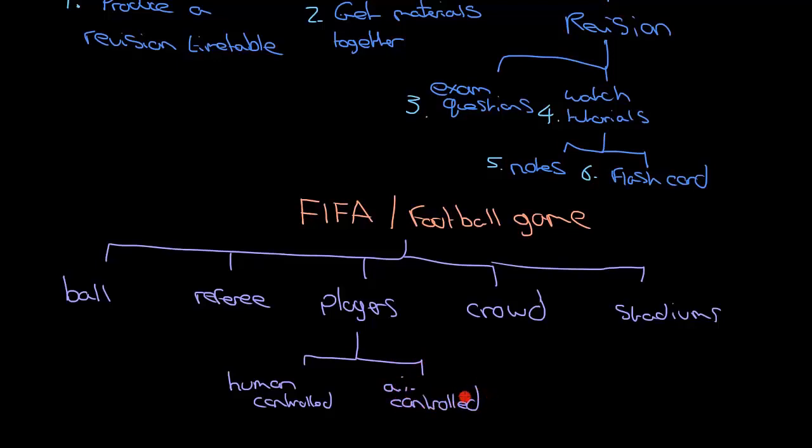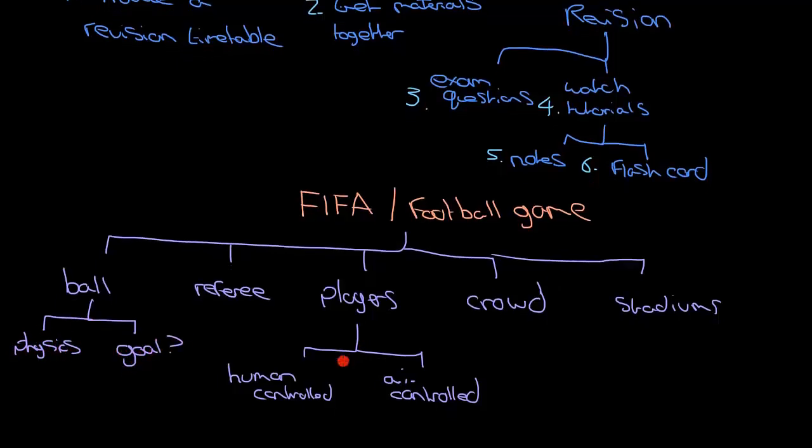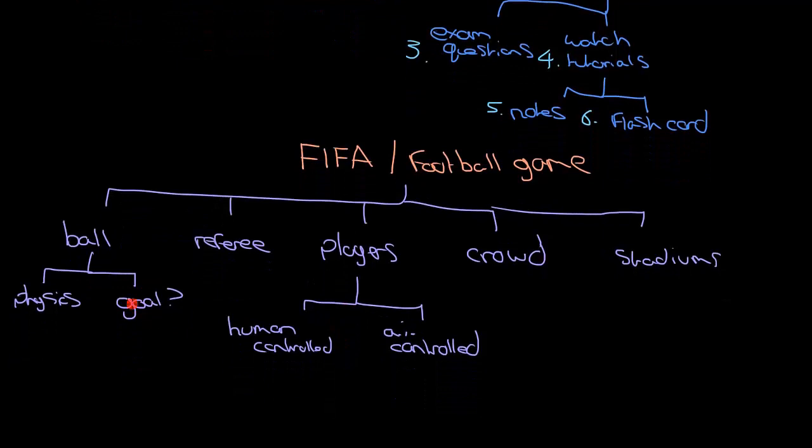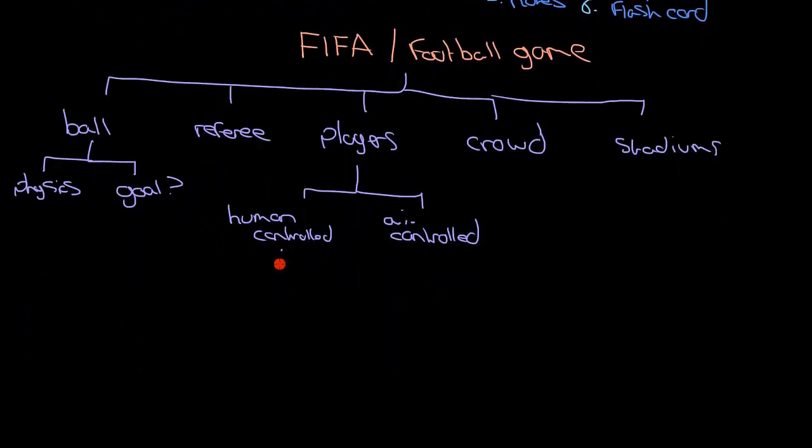So the ones which are controlled by the computer, how are we going to program that differently? Over here with the ball, I've got the idea that it needs to have some sort of ball physics, so it needs to be able to be kicked around, but then the game needs to recognize if the ball's in the goal or not as well, see if we've scored a goal.